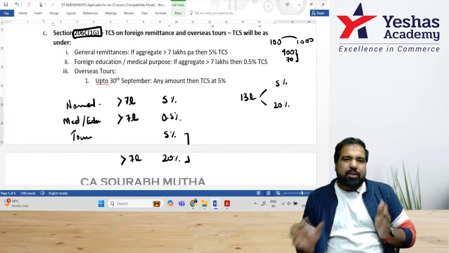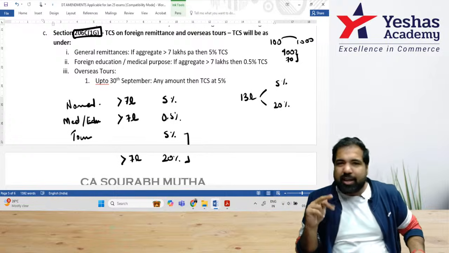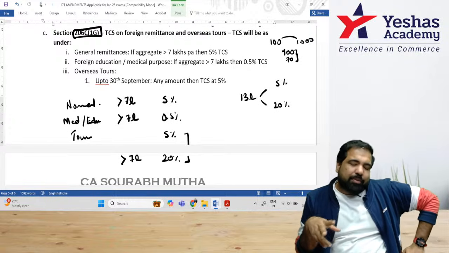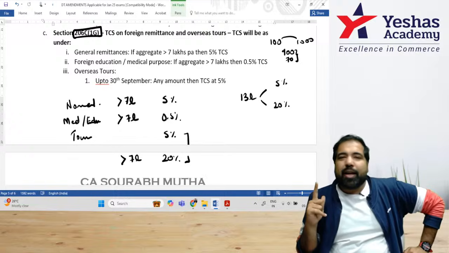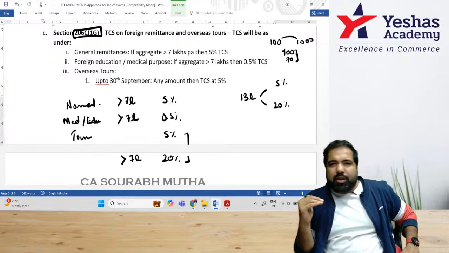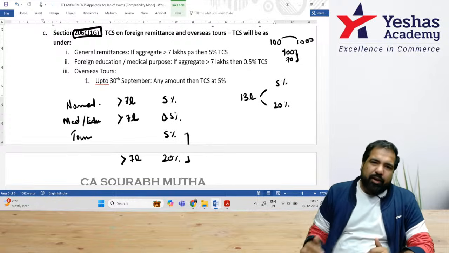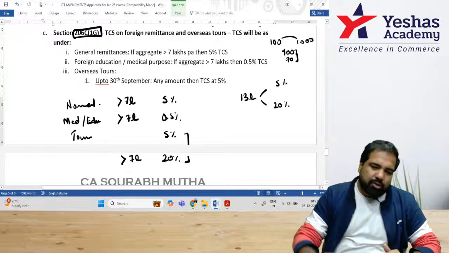Now, how do you remember this? Pretty simple. Normal rate is something that you have to buy hard, more than 7 lakh on the excess at 5%. Medical education is sentimental, so 0.5%. And tour, they have no sentiments. They're upset actually you're going abroad, and hence 5 and 20% up to 7 lakh and above 7 lakh. Yes, this you have to see aggregate. That means in the whole year, all the amounts have to be added up and then the calculation has to be done.